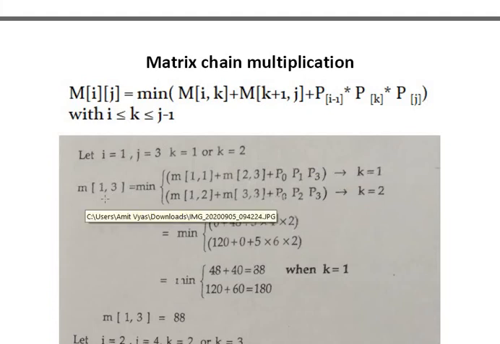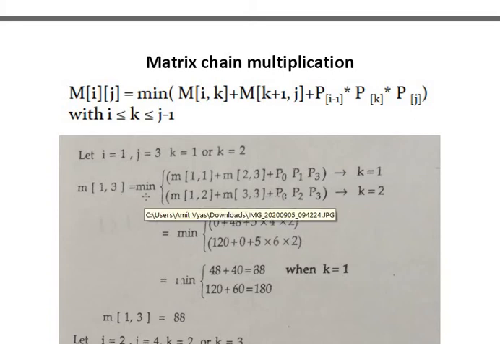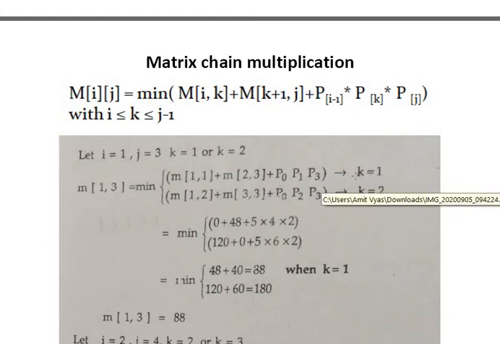So now m of 1, 3. Minimum of m of i, k. It means you have to find k equal to 1, then i is 1, k is 1, because k equal to 1 plus m of k plus 1, 1 plus 1, 2, j is 3, plus p of i minus 1, it means p of 0, p of k, k equal to 1, p of j, j equal to 3. So now you have found k equal to 1. Then next k equal to 2.